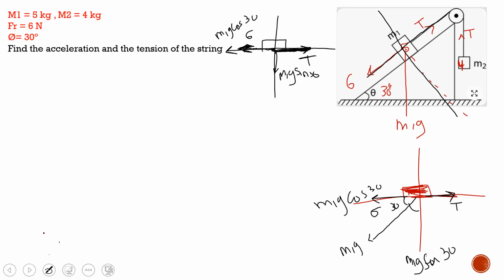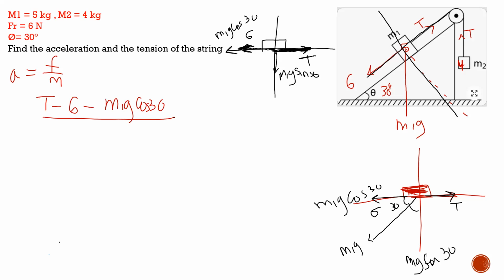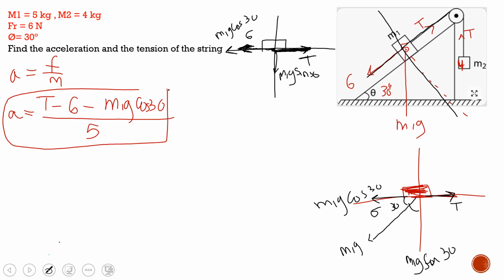So an acceleration is a force over the mass. The force here is the net force on the x-axis. It will be what? Tension minus what? Minus the cosine component of gravity? Yes, minus M1G cosine 30 minus 6. This is the net force on the x-axis for m sub 1, over m sub 1, which is 5. This is the first equation here.